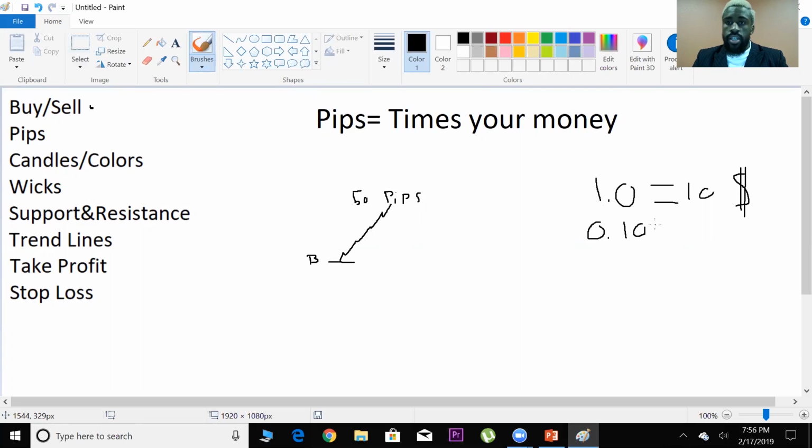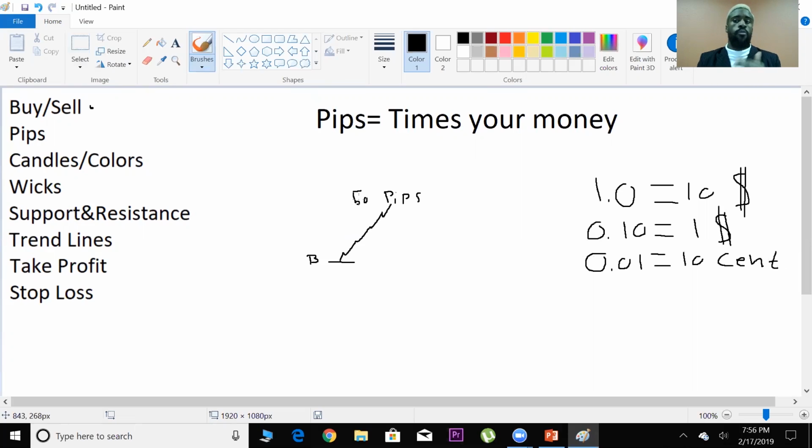And then there's also the next lot size, 0.10, which is $1. So if you were to gain 50 pips, that means you have $50. Easy. Now, if you were to make the smallest lot size, which is 0.01, which is 10 cents, that means if you were to gain 50 pips, you would now have $5. And that's it. So simple.